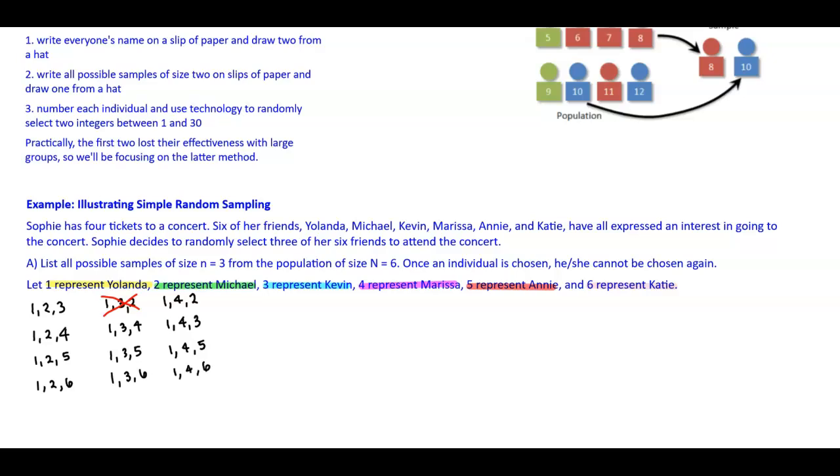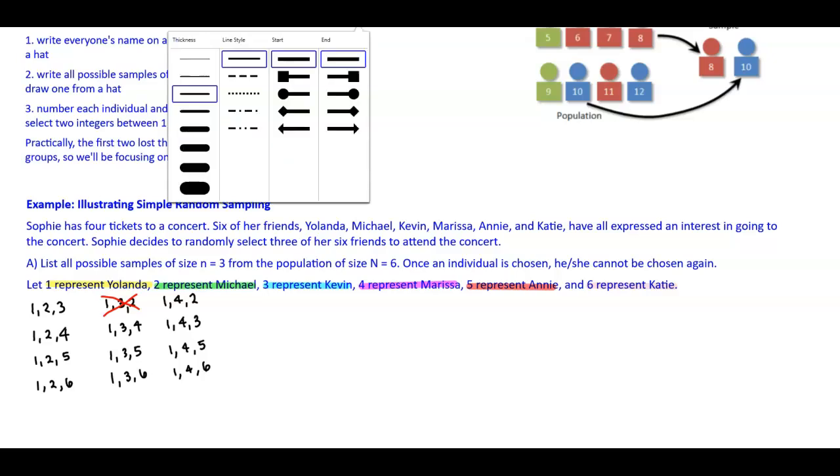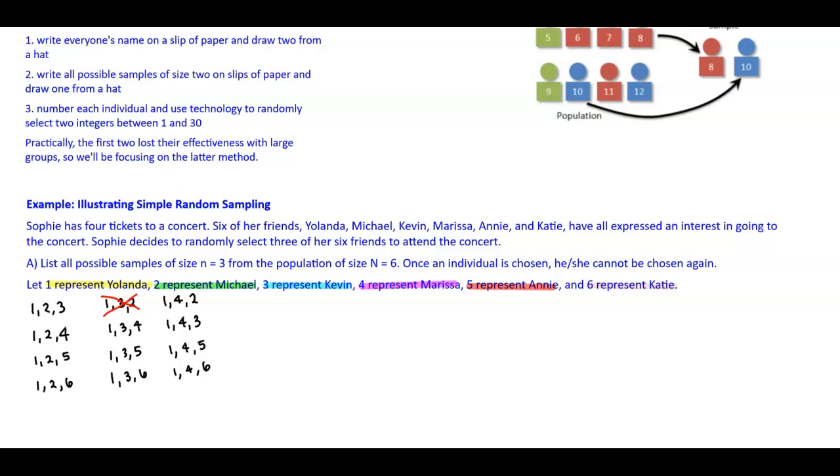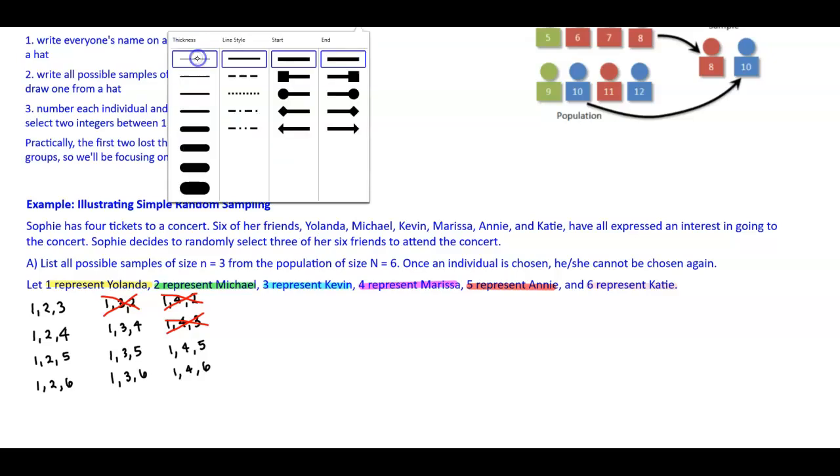Now again, are any of these repeated? Well, yes. We can see that 1, 4, 2 is already in the first column as 1, 2, 4. We know that 1, 4, 3 is in the second column as 1, 3, 4, so we're going to get rid of that. So do we have a 1, 4, 5? No. Do we have a 1, 4, 6? The answer is no.